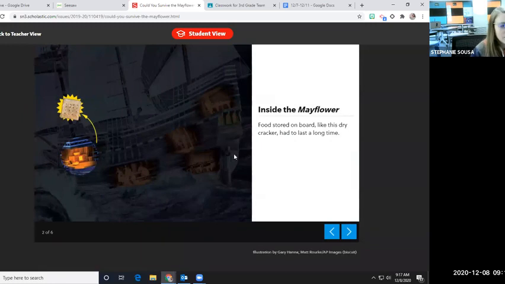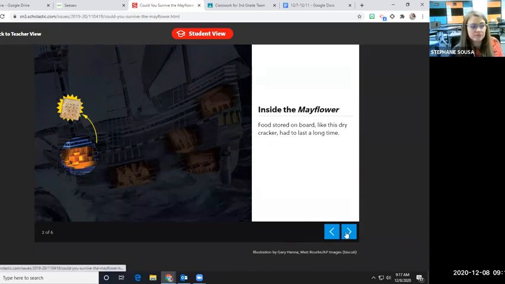Inside the Mayflower, food was stored on board, like this dry cracker that had a long time to last. So they would pack food that they knew wouldn't spoil and wouldn't go bad. So there weren't a lot of fresh vegetables. There wasn't a lot of meat that was packed. It was food that would last a long time.